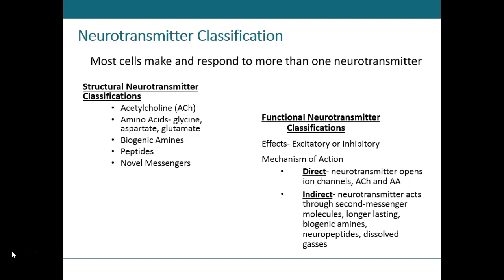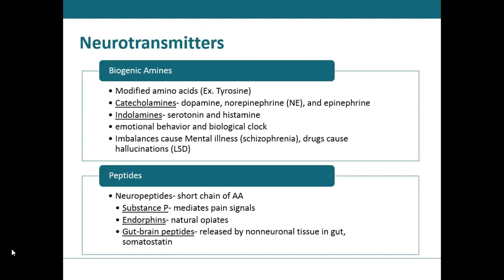Those have an indirect mechanism of action, and of course the function of neurotransmitters can be either to excite or inhibit the postsynaptic cell. We also classify neurotransmitters based on their chemical structure, so what they're made of, how they're put together chemically. We'll take a brief look at some of the categories of neurotransmitters, including the biogenic amines or amines, which are modified amino acids. Some of the catecholamines you've probably heard of, as well as the indolamines, with dopamine, norepinephrine, and epinephrine being the catecholamines.